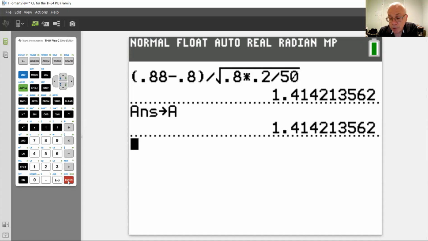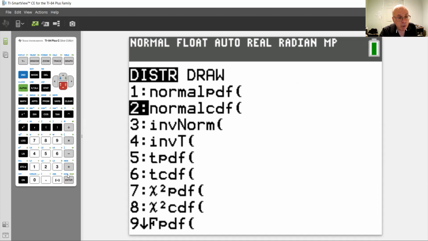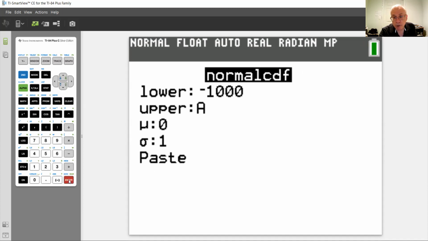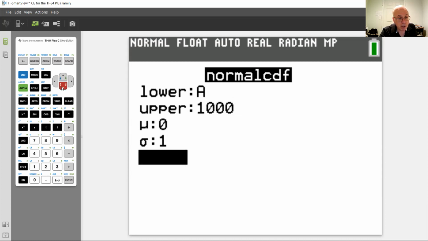Now, this is a right tail test because the alternative hypothesis says p is greater than positive 0.8. Greater than 0.8. All right. So we're going to use normal CDF. Now remember, right tail test, you don't need to multiply the normal CDF by 2. Our A will go into the lower, alpha A here, and then we'll use positive 1,000. It's the right tail. And scroll down and enter.